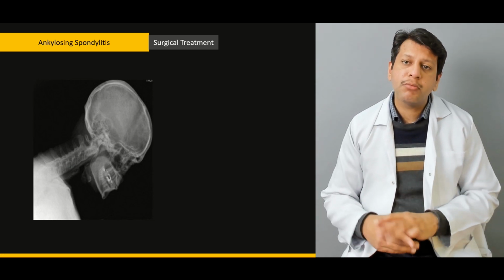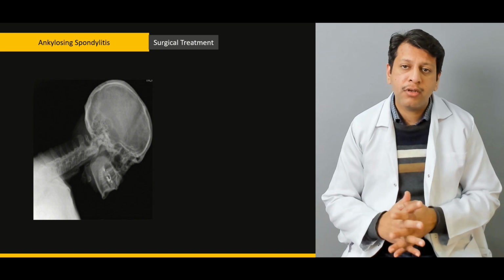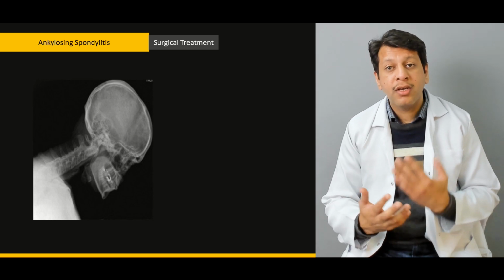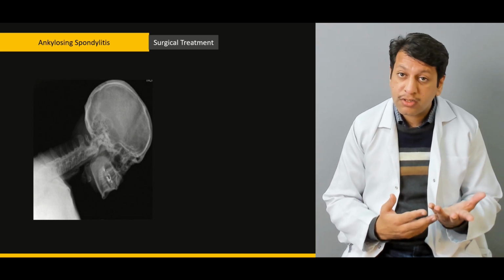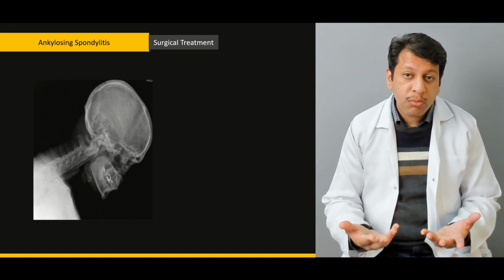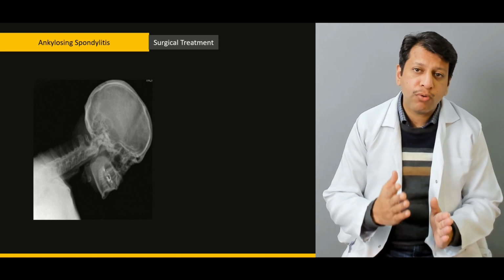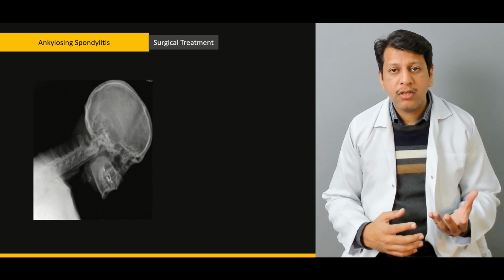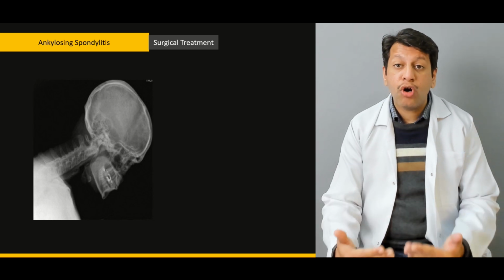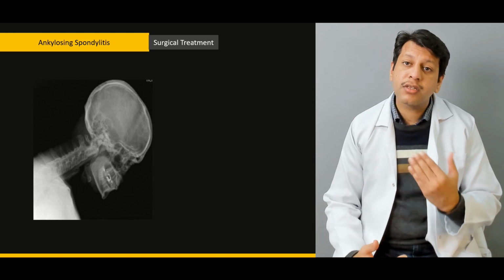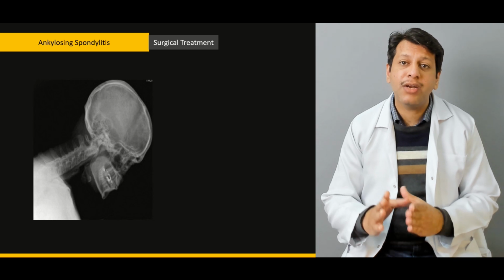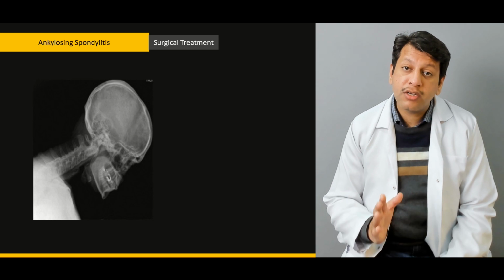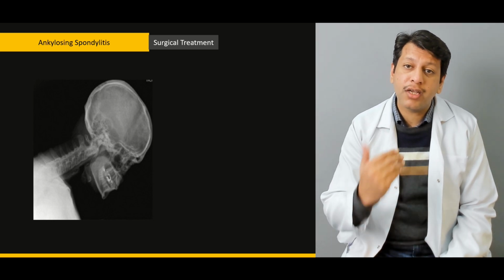Now, multiple osteotomy options are available. Just to name a few, one is called a Smith-Peterson osteotomy. Then there is the posterior pedicle subtraction osteotomy. Then there is the vertebral resection osteotomy. So SPO, PSO, and VRO. Depending upon how much the pathology is, how much the kyphosis is, how much correction is required in the kyphosis, the consultant orthopedic surgeon can decide what type of osteotomy to do.